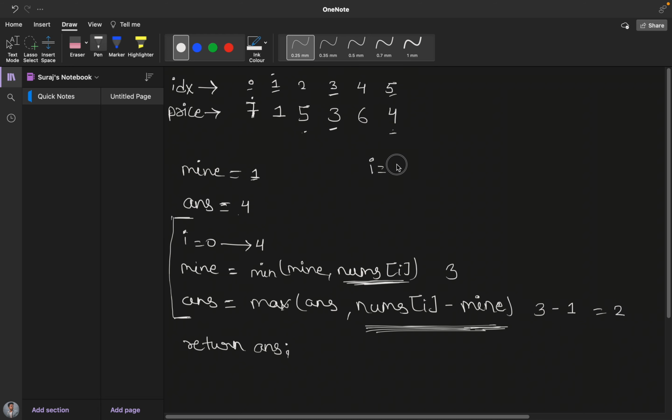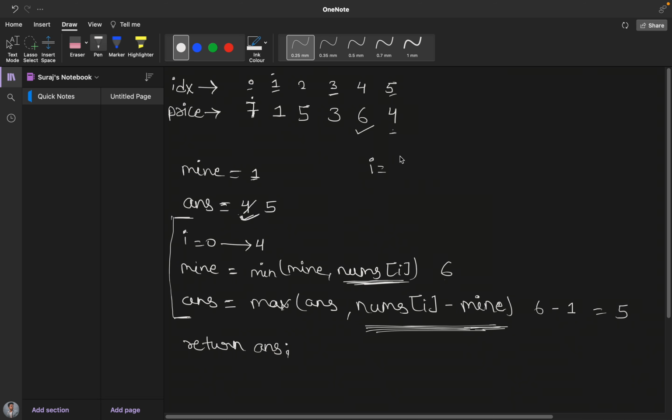Now let's move to I equals to 4. This is currently I, where I am. Okay. What is nums of I? Nums of I is 6. Is it lesser than 1? No. So my minimum value will not be updated. Now let's do this. 6 minus 1. What is 6 minus 1? It's 5. Is it greater than 4? Yes, it is. Now answer will be updated to 5.